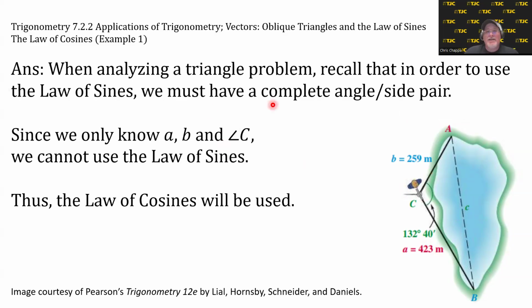Now, when analyzing a triangle problem, recall that in order to use the law of sines, we must have a complete angle side pair. So since we only know side A, side B, and angle C, we cannot use the law of sines. Thus, the law of cosines will be used. The other thing that says the law of cosines is good is that we have an angle and the value of the two included sides.